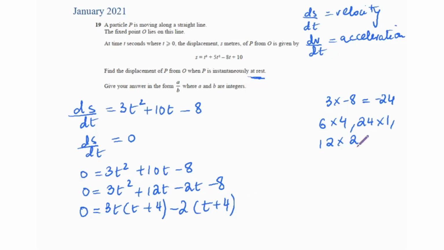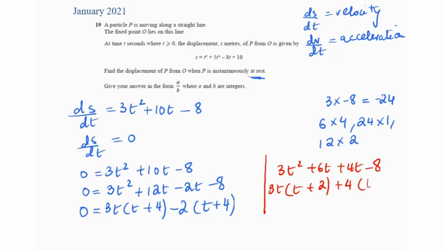If we had selected 6 and 4, I'll show you that. So that would have been 3t squared plus 6t plus 4t minus 8. So in the first two terms, we have 3t common. So t plus 2 over here. And in the last two terms, we have 4 common. So 4 bracket t minus 2. Since the brackets weren't the same in this case, we couldn't have factorized it further. This would have been the last step, which is incorrect because we need to fully factorize the quadratic equation to find the value of t. Hence, choosing 12 and 2 is the better option because we can further factorize this, which would give us t plus 4 bracket 3t minus 2.